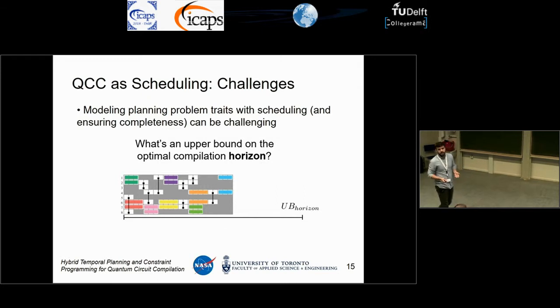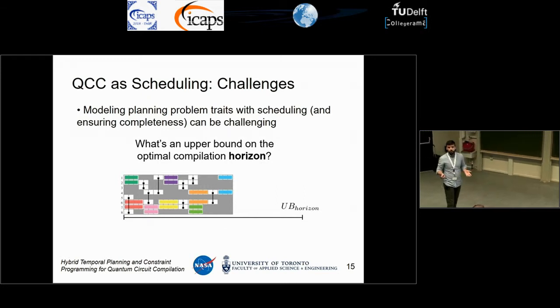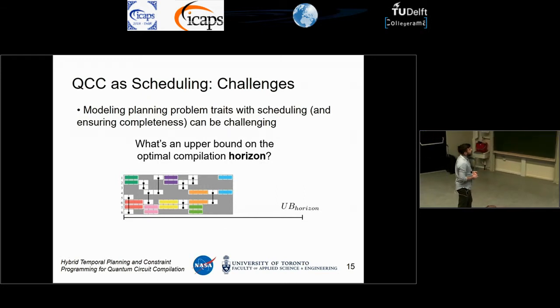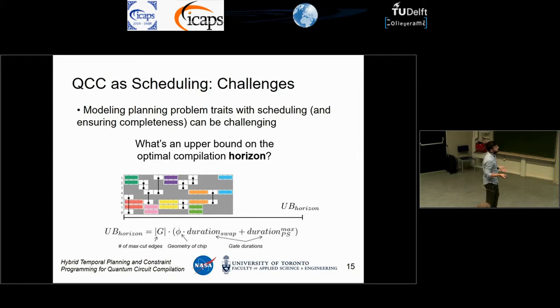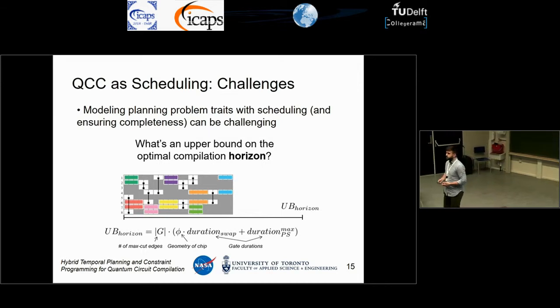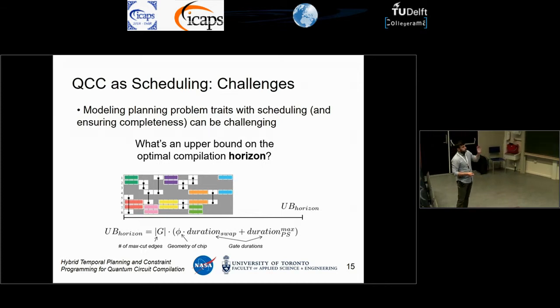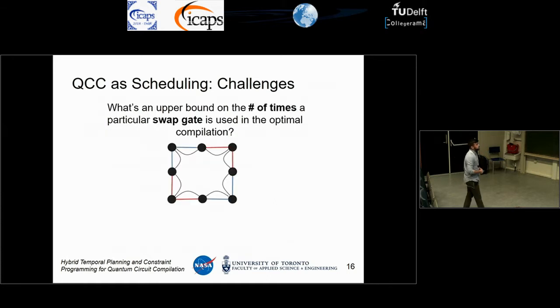I don't actually know what that is, so I have to compute some sort of upper bound on the horizon to improve my scheduler. It turns out you can come up with a decent upper bound by looking at the number of edges on the max cut instance, the geometry of your chip, as well as the duration of the PS and swap gates. I'm sure this can be improved, and that's a piece of future work.